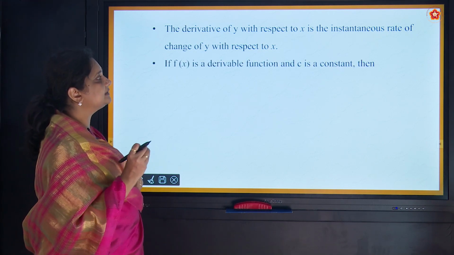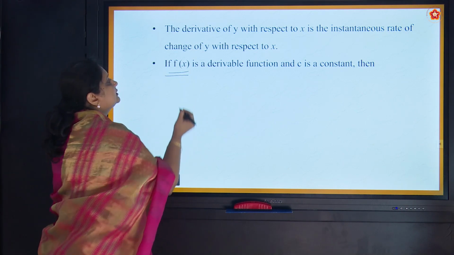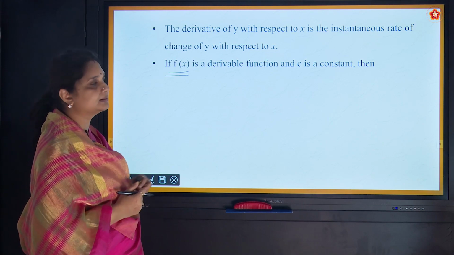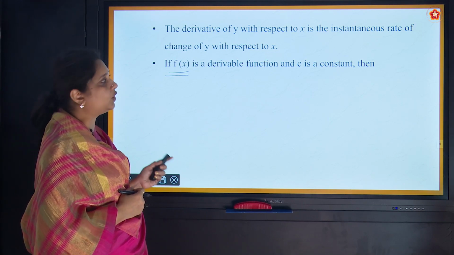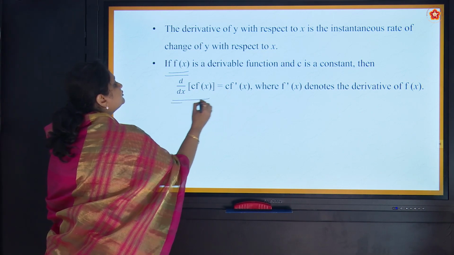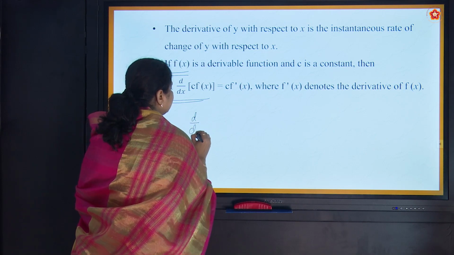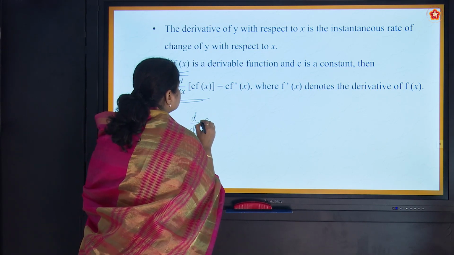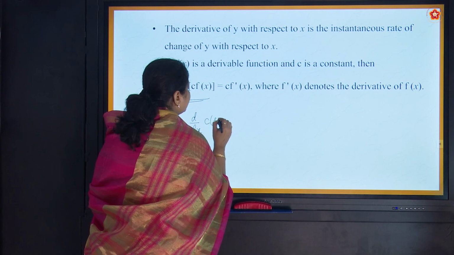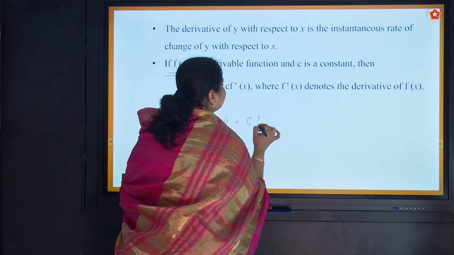If f of x is a derivable function, a function which you can differentiate, and c is any constant, then the derivative of c f of x, meaning d by dx of the constant into the function, is going to be c f dash of x.